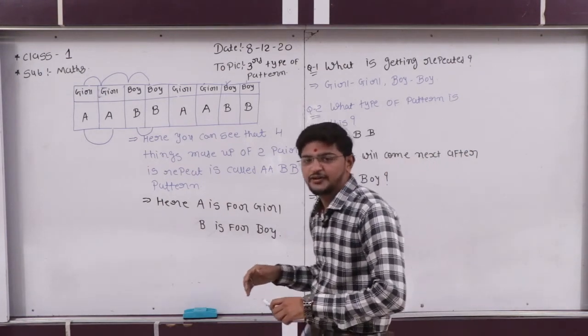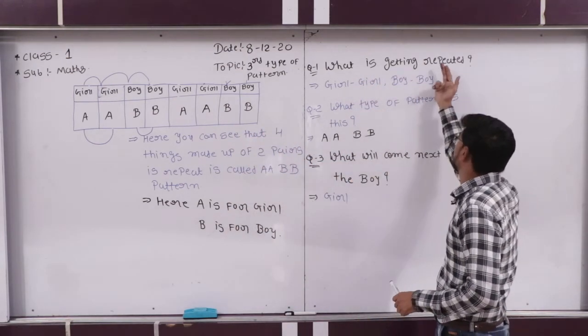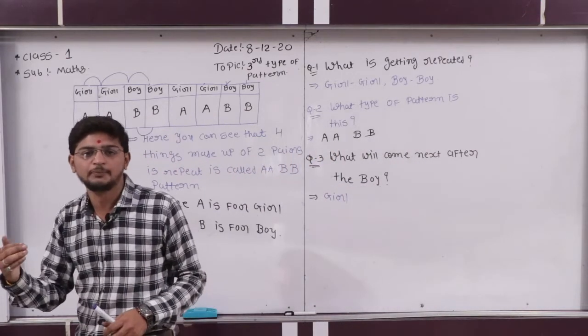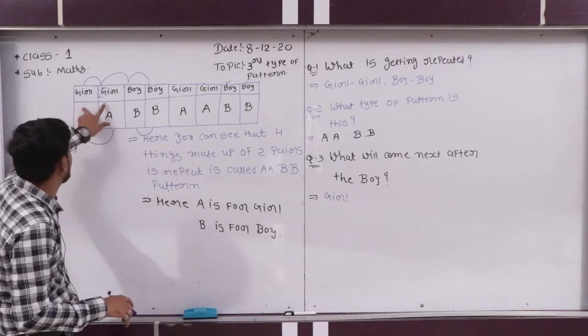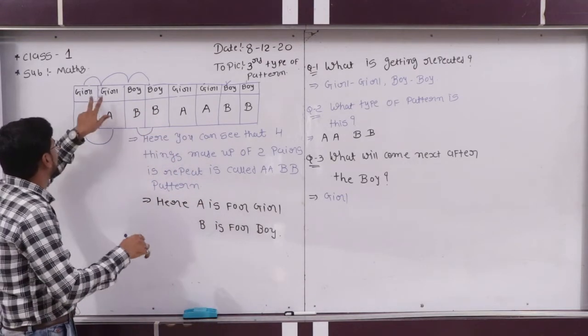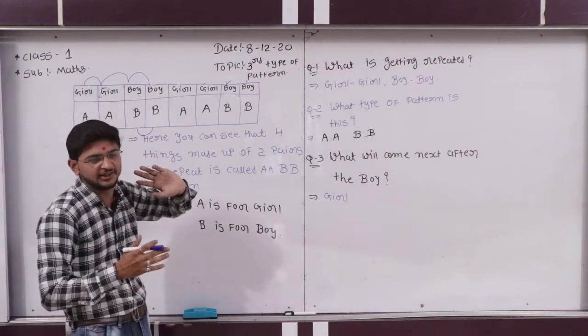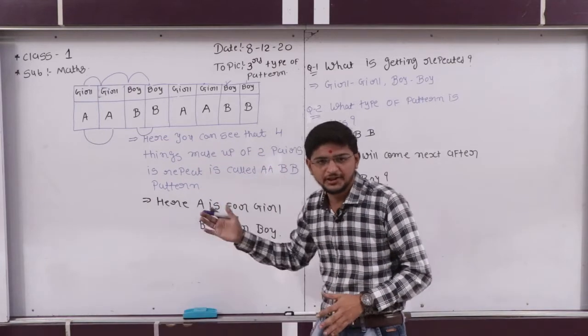So then we take some questions of this pattern. First question is what is getting repeated? इस पैटर्न में क्या रिपीट हो रहा है वो हमें पता लगाना है. So what is repeating? First we take a girl girl, boy boy, then once again we take a girl girl, boy boy, right? So we can say that in this pattern girl girl, boy boy is repeating, right?